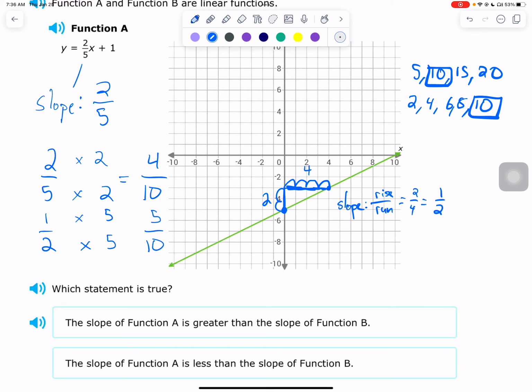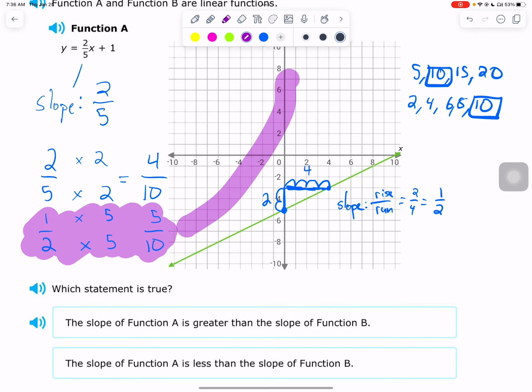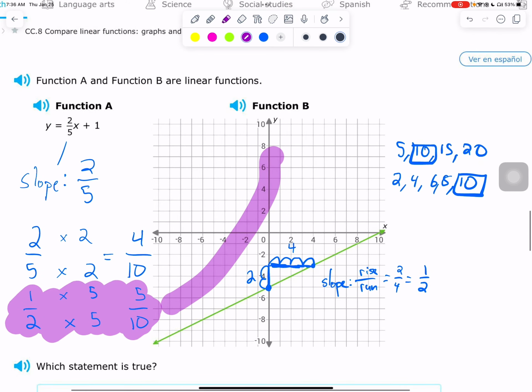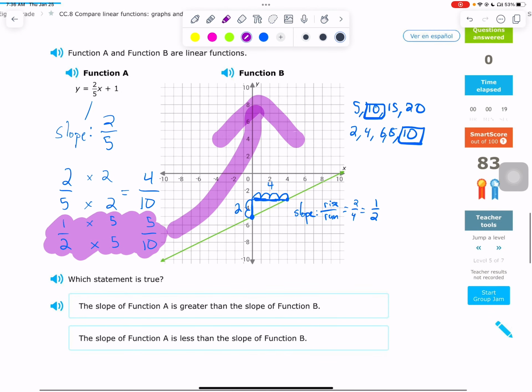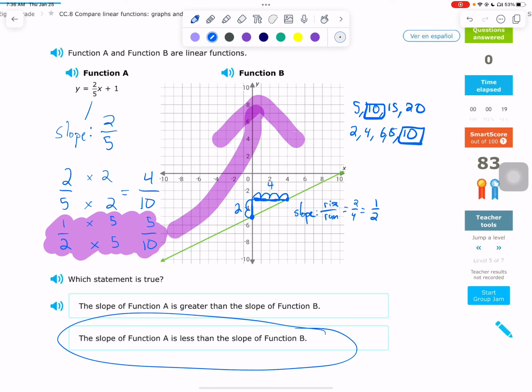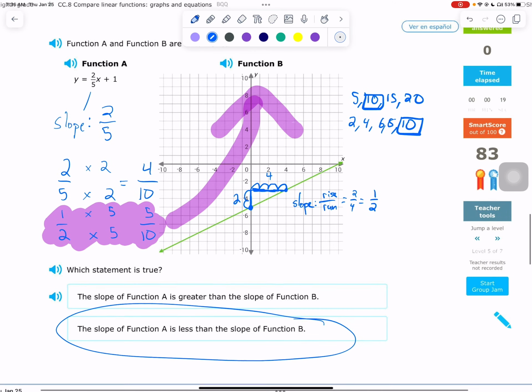Okay? So which one's bigger, 4 over 10 or 5 over 10? That is going to be 5 over 10, which belongs to function B. So the slope of function B is greater, right? Which is the same thing as saying the slope of function A is less than the slope of function B. So right there, we're just comparing two fractions. Okay.